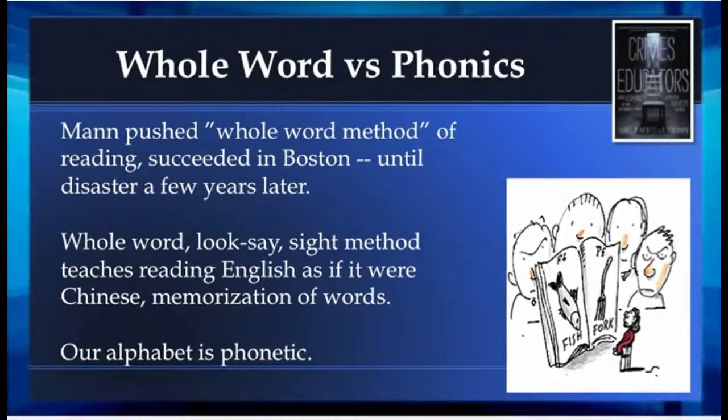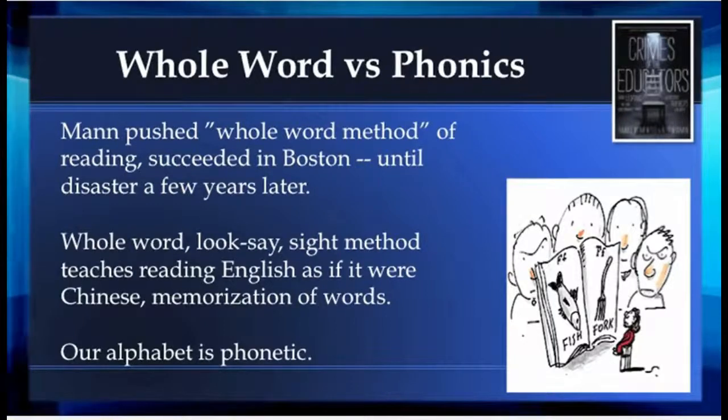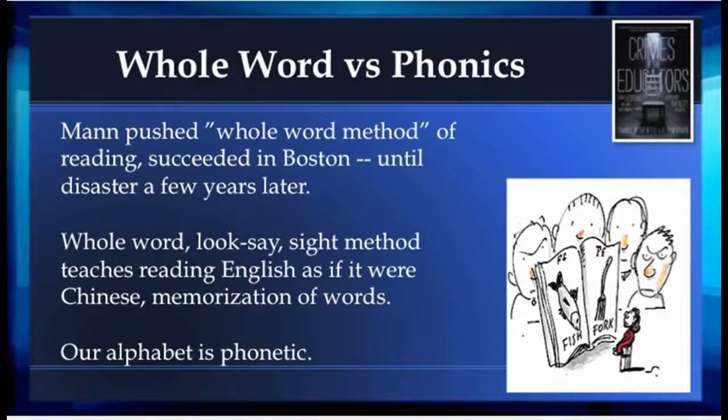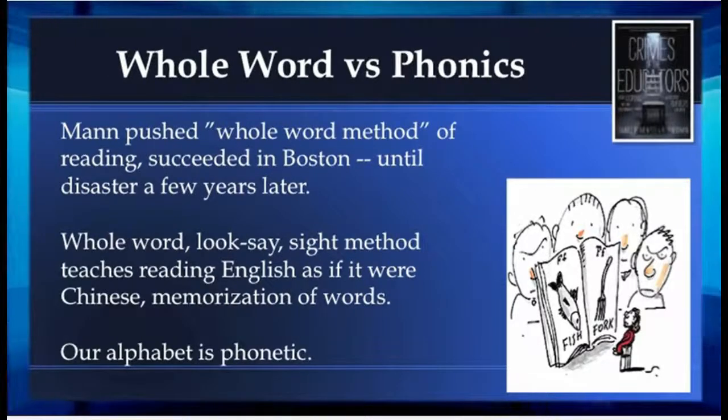So what is the whole word method? What is the look-say method? Sometimes they call it the sight method. To put it very succinctly, it's like trying to teach a child to read English as if it were Chinese. They're supposed to memorize lists of words, so you'll start with simple words like cat in the hat, and you remember, okay, when I see that combination of lines, that's supposed to mean cat.